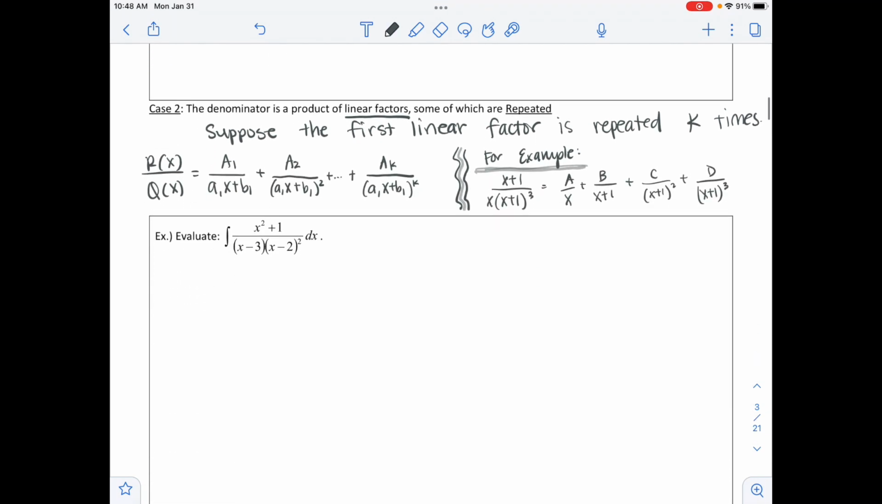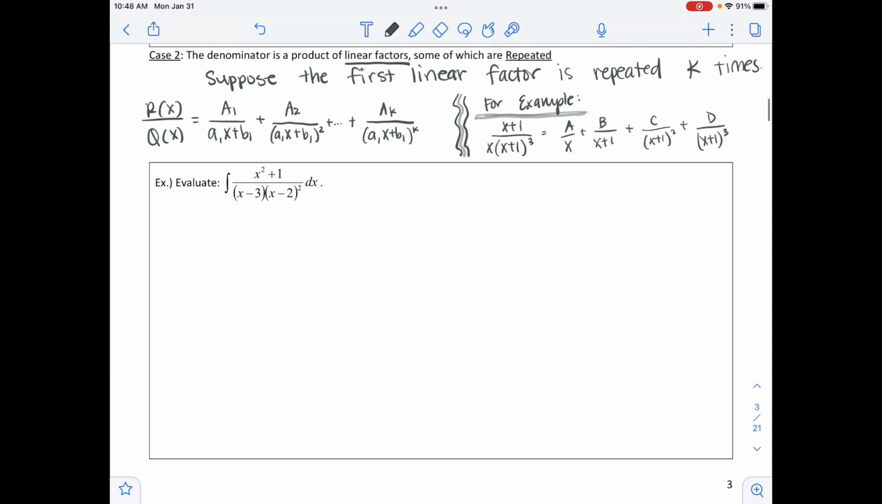Then we have case 2. Case 2 says the denominator is a product of linear factors and then some are repeated. And so this would be like x minus 2 in parentheses, so quantity squared or quantity cubed, so it repeats. So suppose that the first linear factor is repeated k times. And so I rewrote it as r of x over q of x equals a1 over a1x plus b1 plus, and then notice in the denominator, because it's repeated, it's now squared. And then dot dot dot through the same denominator but to the kth power.